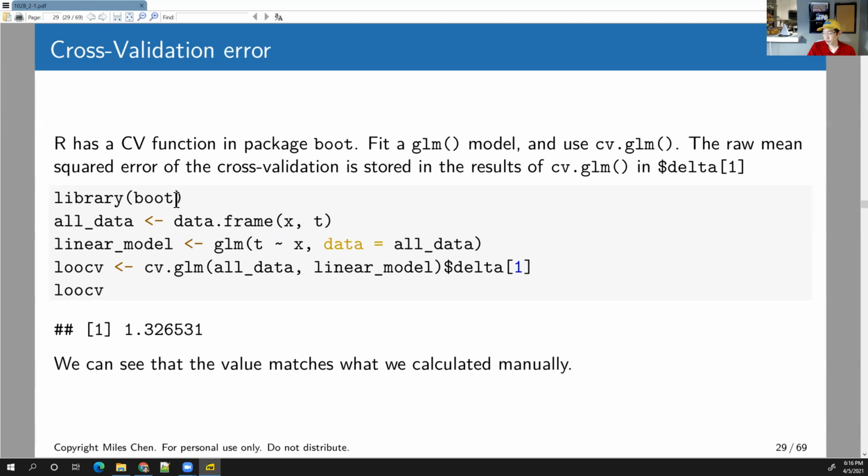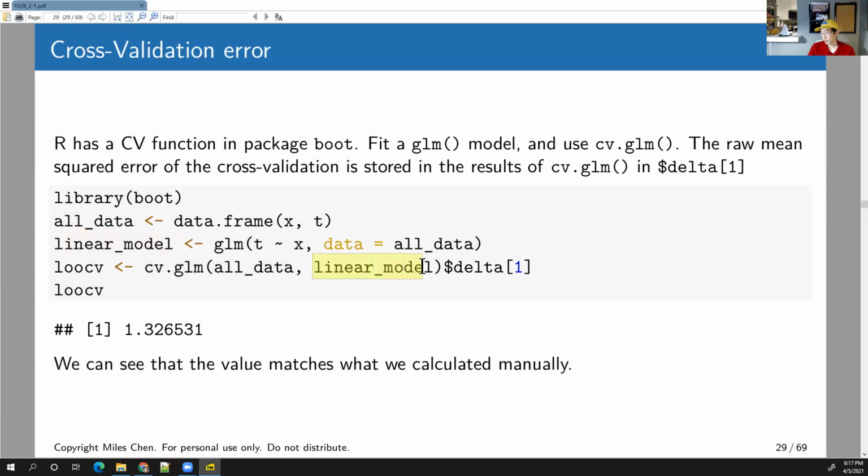You could load up library boot. Inside library boot, there's a cross-validation function, and first you fit a GLM, generalized linear model, to your full data set. So here I'm going to fit it to all 4 data points. This is my all data. I fit a GLM. This is my linear model. And I'm going to run cv.glm using the data frame all data and the linear model.